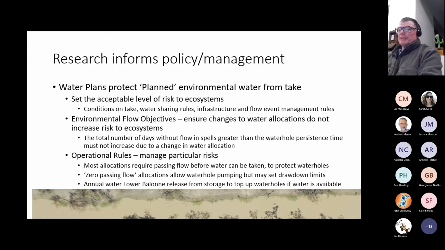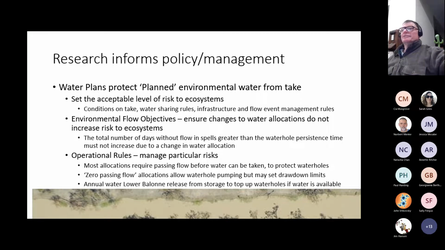We also have environmental flow objectives, which I understand you guys have had a few talks on in recent weeks, which ensure that any changes to water allocations don't increase the risks to the ecological outcomes of the plan. And in the Murray-Darling plans, in particular around waterholes, I'll show you an example from the Condamine in a sec, the total number of days without flow-in spells greater than waterhole persistence time must not be increased due to a change in water allocation is the basic logic around the EFOs related to waterholes.